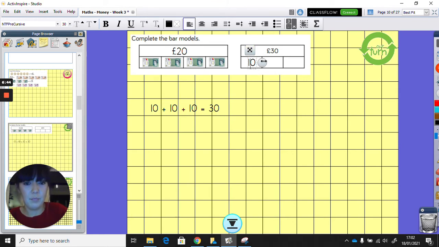Okay, so that would be 10 there. You don't have to draw up a £10 note. 10 and 10. There we go. That last one was a little bit tricky because you did have to divide.